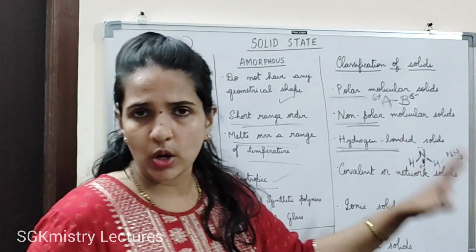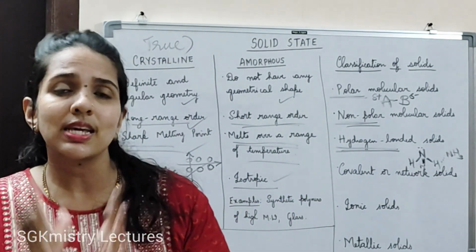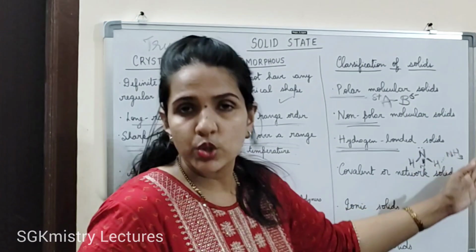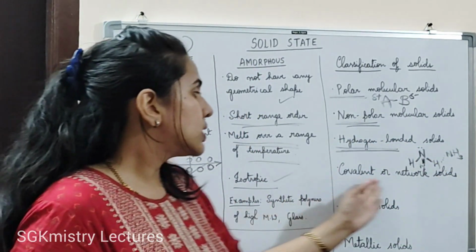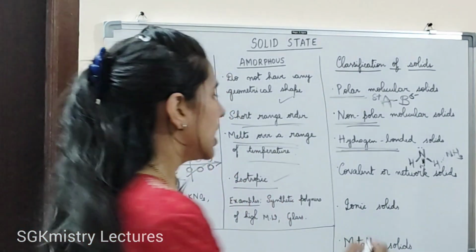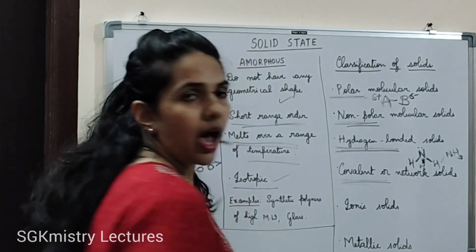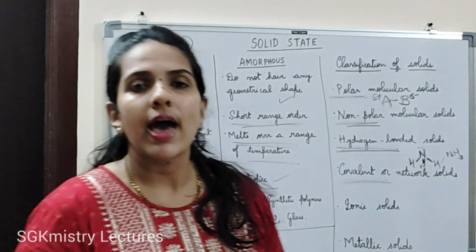Such molecules, where the different molecules are held together by hydrogen bonding, are called hydrogen bonded solids. Next, covalent or network solids. Here the different atoms are held together by covalent bonds.